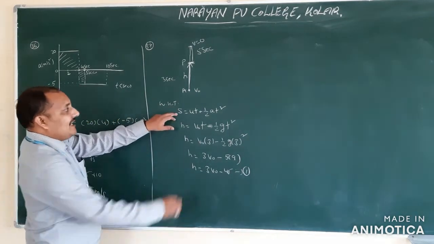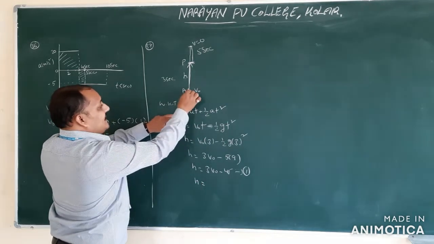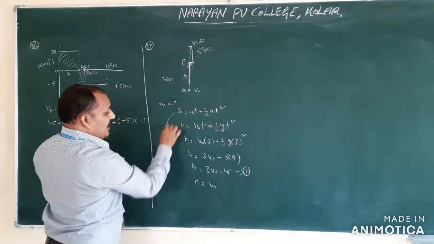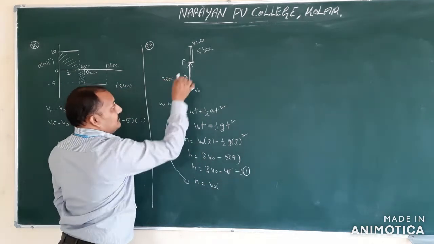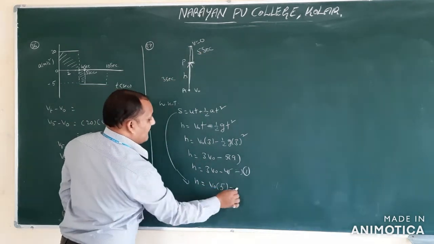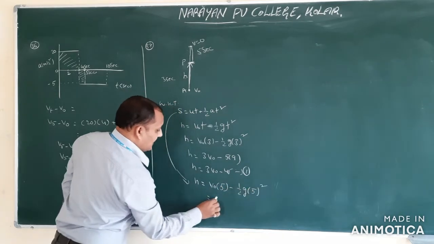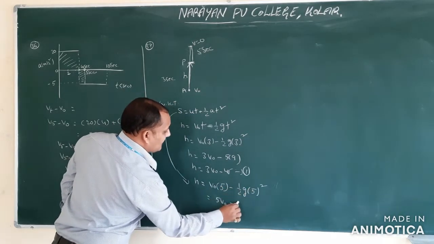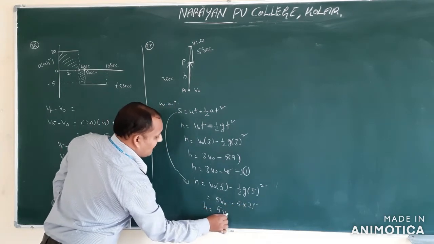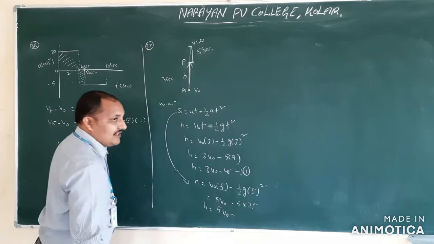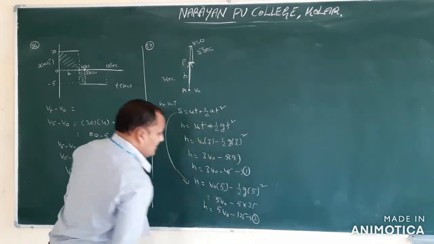Second time we can apply. Second time also the height is H. H is equal to initial velocity V0, I am applying this equation a second time, V0 times, time is now 5 seconds, minus half g 5 square. So 5V0 minus 5 into 25. H is equal to 5V0 minus 125. Call it equation number 2.